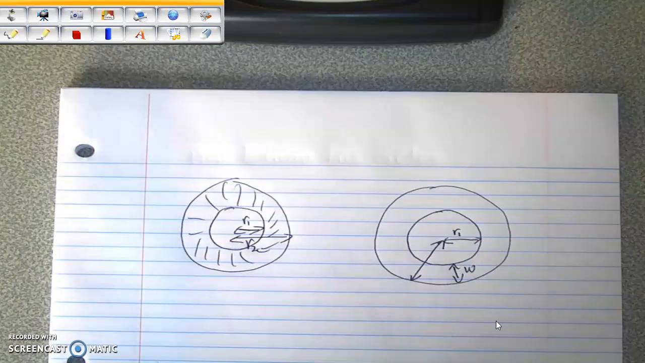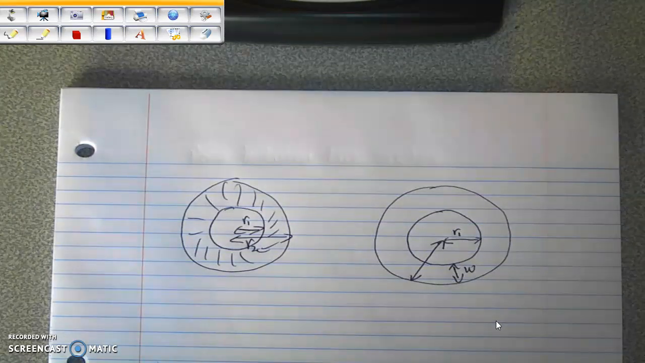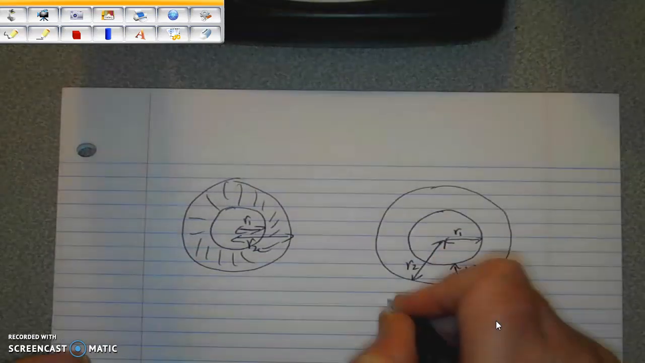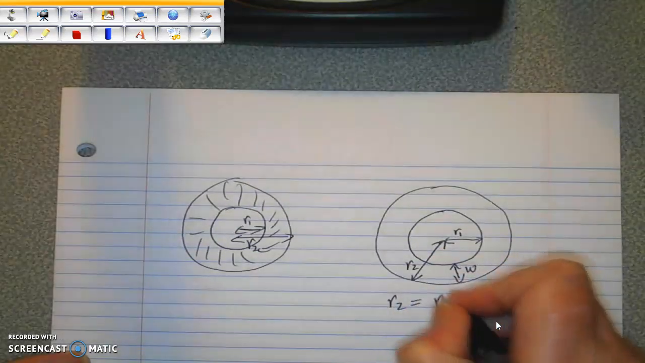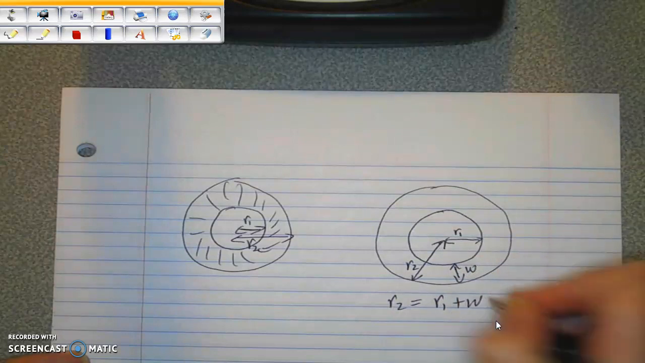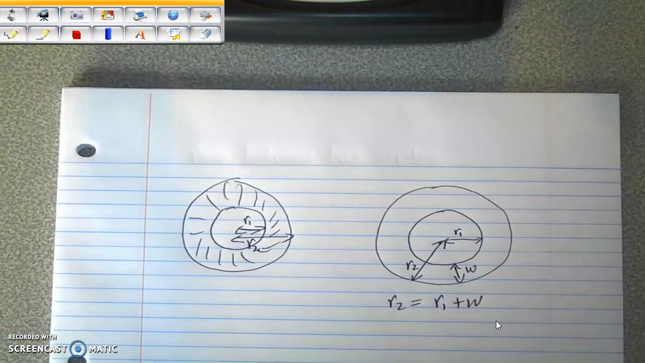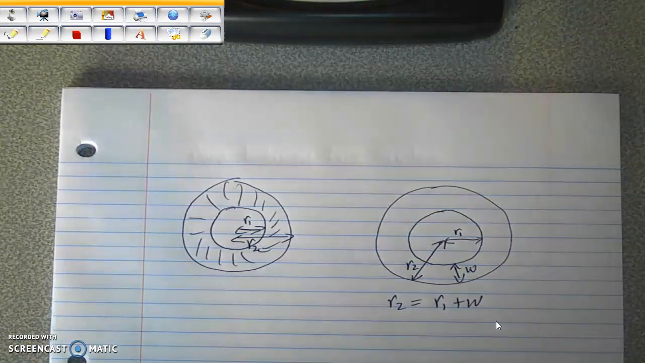In this case, you will need to calculate the radius of the outside circle yourself by adding the radius of the inside circle to the width of the ring. So the radius of the larger circle, radius 2, is going to be radius 1 plus w, whatever those numbers are. And then you can carry on like I did on the first example.